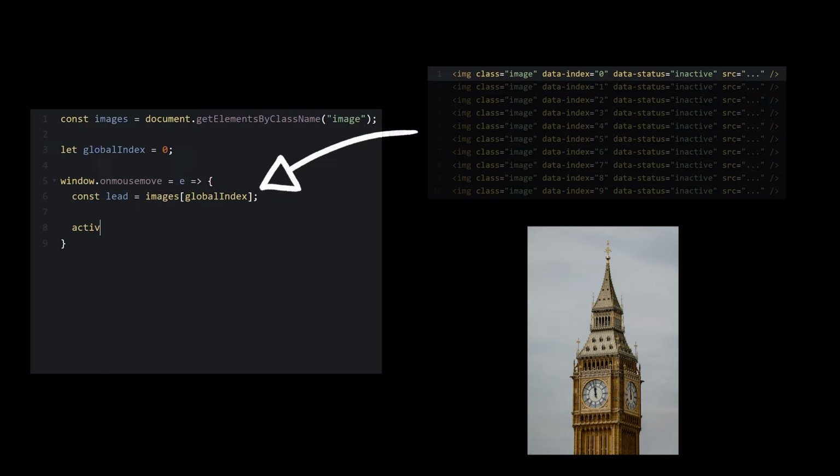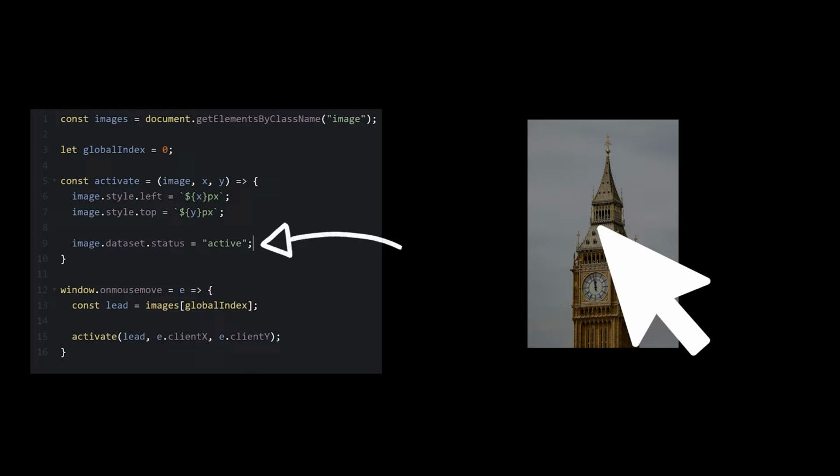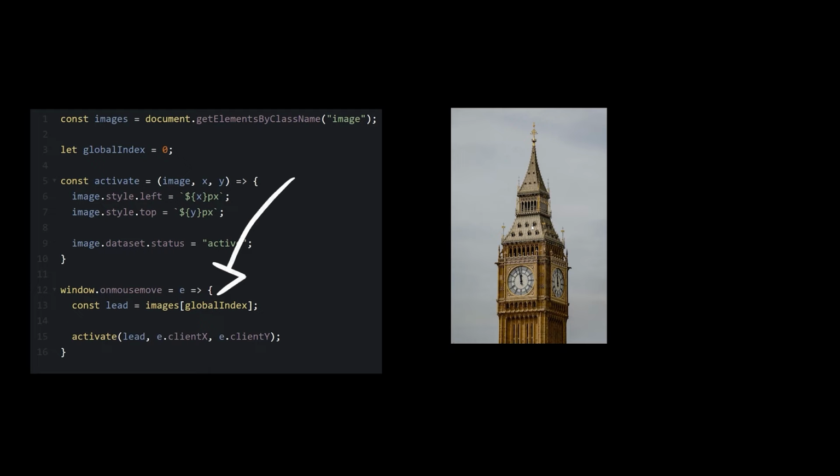Let's also pass in the mouse's X and Y position, use them to set the left and top position of the image, and then change the image's status to active so it gets unhidden by our CSS. Now we get an image that moves around with our mouse because we never bumped the global index. We can easily fix this by incrementing its value after calling the activate function.